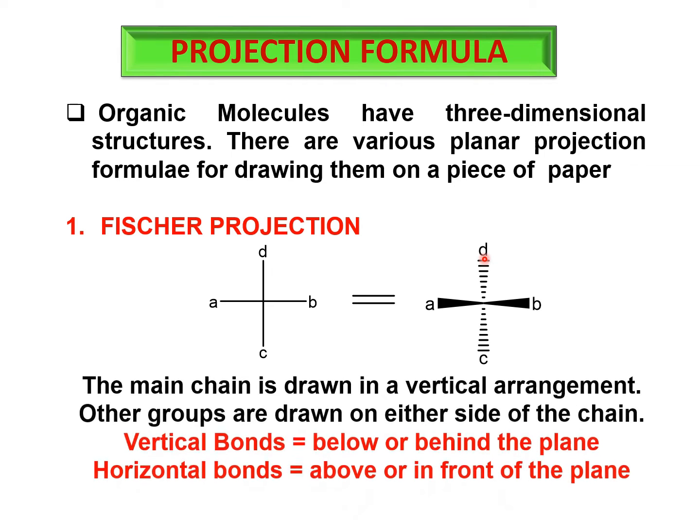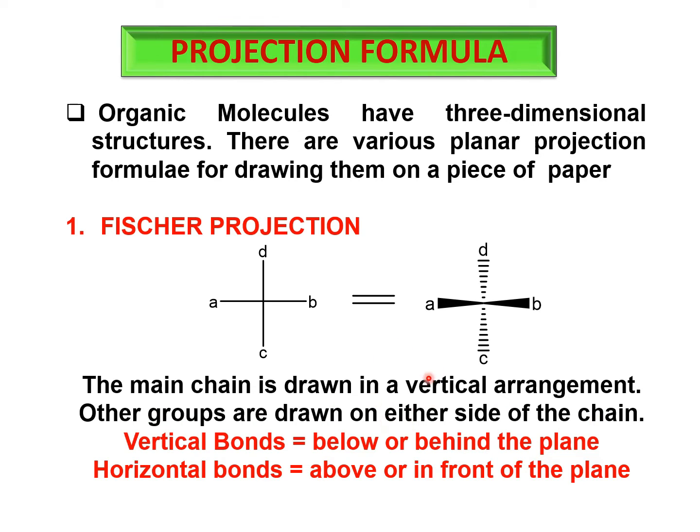So what are the rules? The rules for the Fischer projection say that anything on the vertical bonds means they are below or behind the plane, and anything on the horizontal bonds or on the horizontal axis means that they are above the plane or in front of the plane. So how do you draw it? You have the main carbon chain that is usually drawn in a vertical arrangement. So you draw the main carbon chain on the vertical axis, and then the other groups are drawn on either side of the chain.